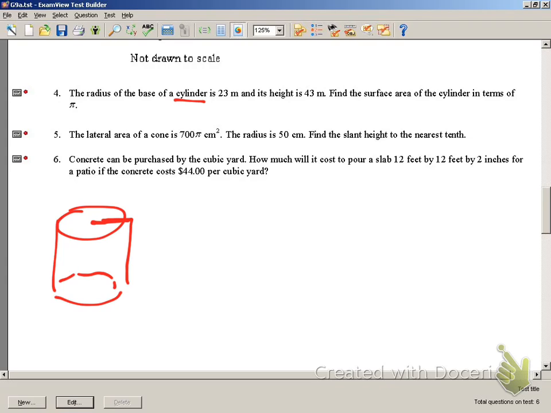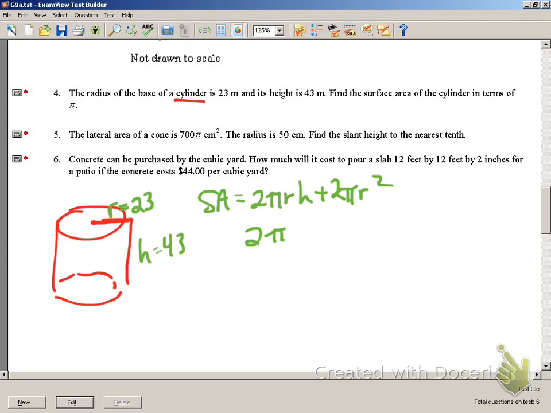We have a radius, right? So my radius equals 23 meters. My height equals 43. So if we have to, draw the picture. And we're finding surface area in terms of pi. Surface area for a cylinder is 2 pi r h plus 2 pi r squared. Now I believe that we simplified that formula on your formula sheet, but that's essentially what it is.